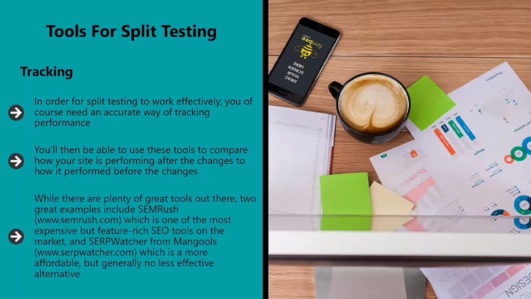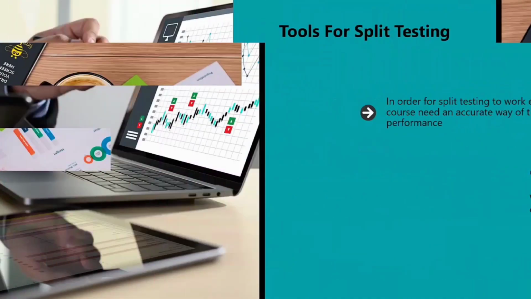While there are plenty of great tools out there, two great examples include SEMrush, www.semrush.com, which is one of the most expensive but feature-rich SEO tools on the market, and SERP Watcher from Mangools, www.serpwatcher.com, which is a more affordable but generally no less effective alternative.